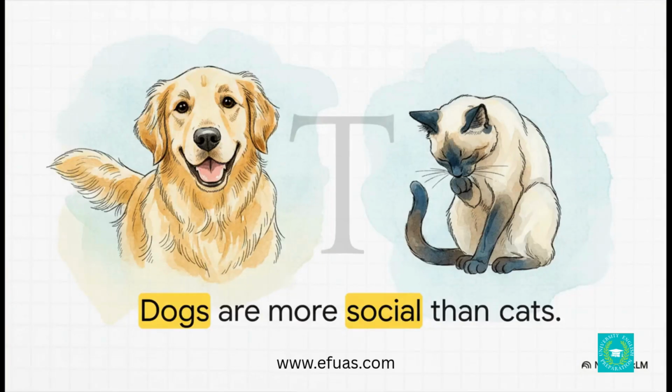Okay, so let's start with our T for topic sentence. Ours is simple and direct. Dogs are more social than cats. See how it presents just one clear idea? The entire paragraph that follows is now going to be focused on proving this one specific point.